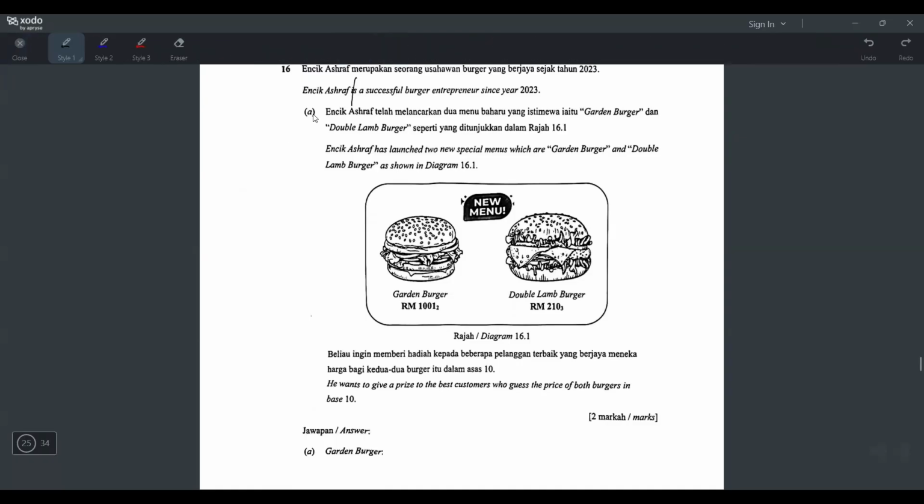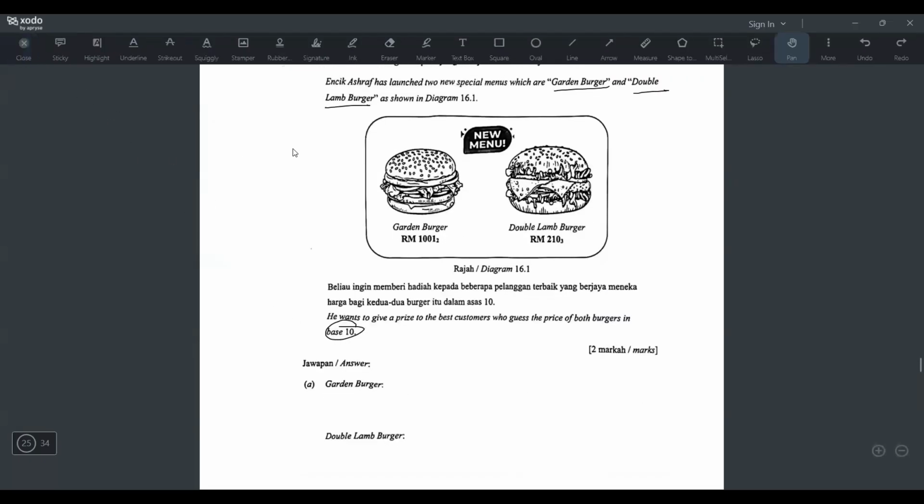And then they say, A, Encik Ashraf has launched two new special menus, which are garden burger and double lamb burger as shown in diagram 16.1. So garden burger is the first menu, the other one is double lamb burger, and they give you the price here, right? Looking at this makes me hungry. So how to do? He wants to give a prize to the best customer who gets the price of both burgers in base 10.